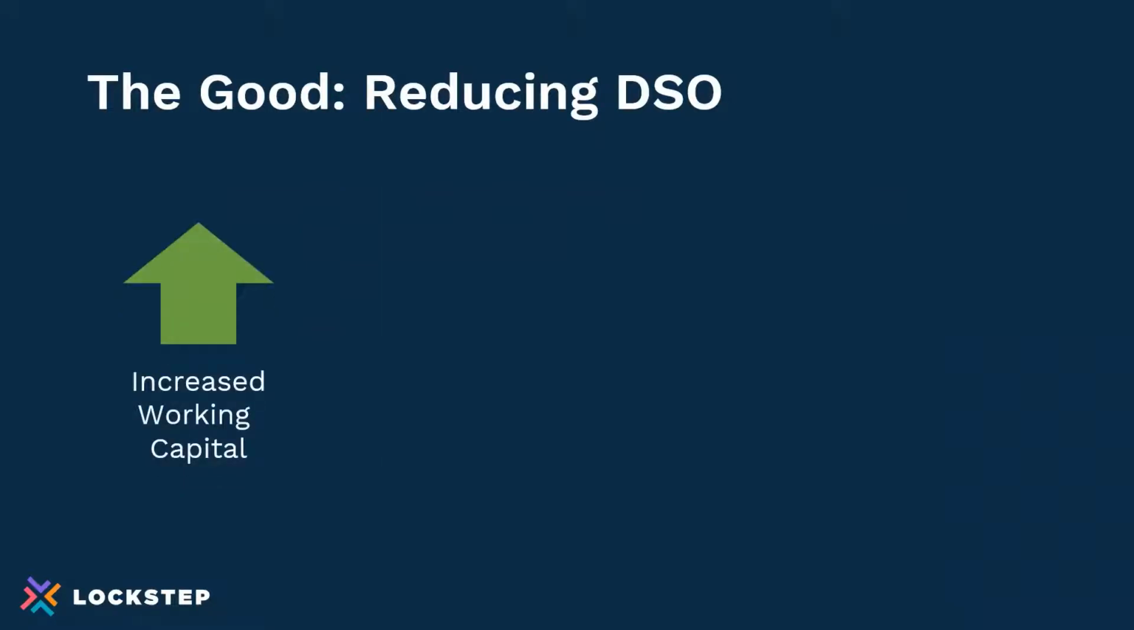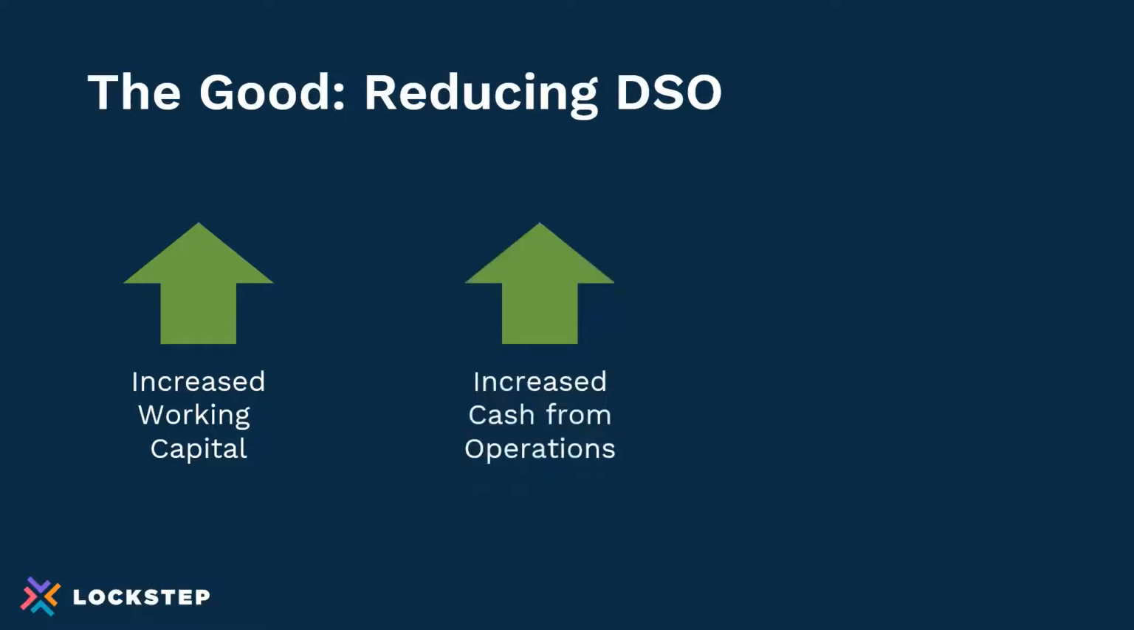So first, the good. Reducing DSO is good. It increases your bank balance, which means you have more working capital to invest in your business. That working capital also means you can increase cash from operations, either by reducing interest expense or increasing your interest income. What we also witness is every time we see a reduction in DSO, there's an accompanied increase in operational efficiency, both within the team and across the organization.